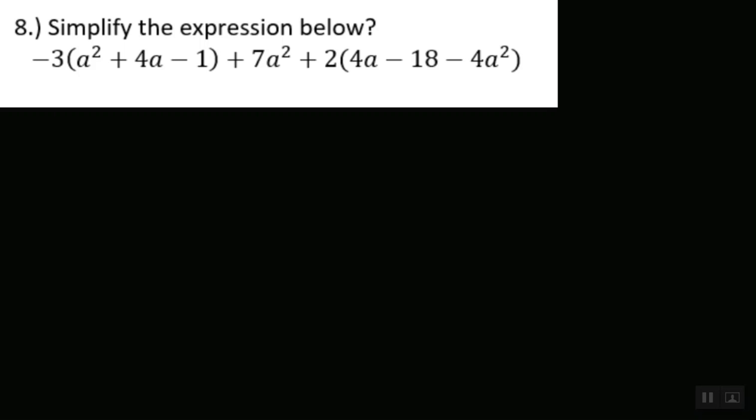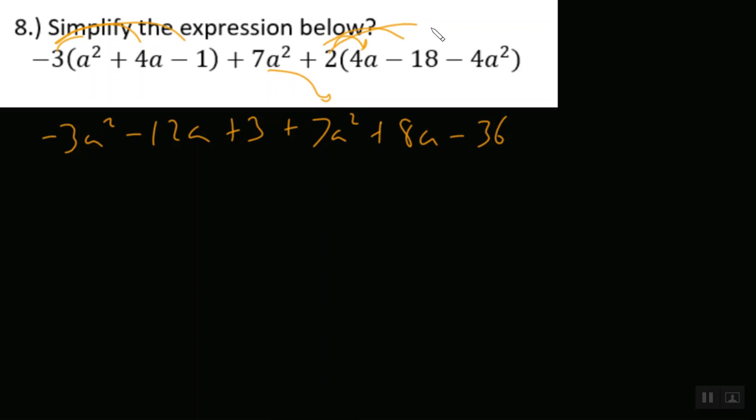Okay, now in problem number 8, we want to simplify the expression below. Now let's start by distributing everything we see. We have a negative 3a squared. Negative 3 times 4a is negative 12a. Negative 3 times negative 1 is positive 3. Of course, we just drop our 7a squared. And now we have 2 times 4a, which will be 8a. Now we have 2 times negative 18, which is negative 36, and 2 times negative 4a squared, which is negative 8a squared.